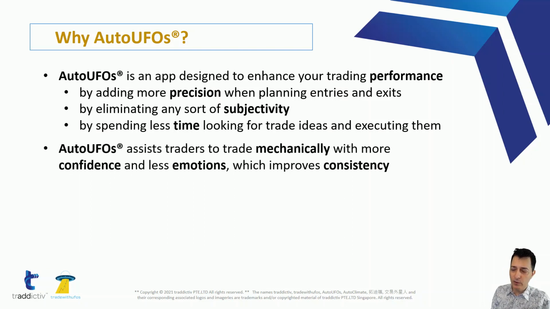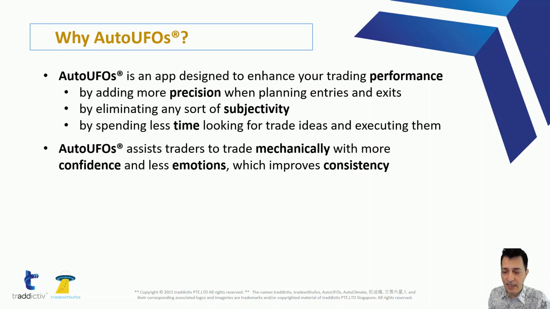So AutoUFOs assist traders to trade mechanically with more confidence and less emotions, and that improves consistency. There are a few keywords, okay? Mechanical approach to trading. I talked about that before. This is the recipe for consistency, right? You want consistent action that leads to consistent results. But also, confidence and emotions is key, right?